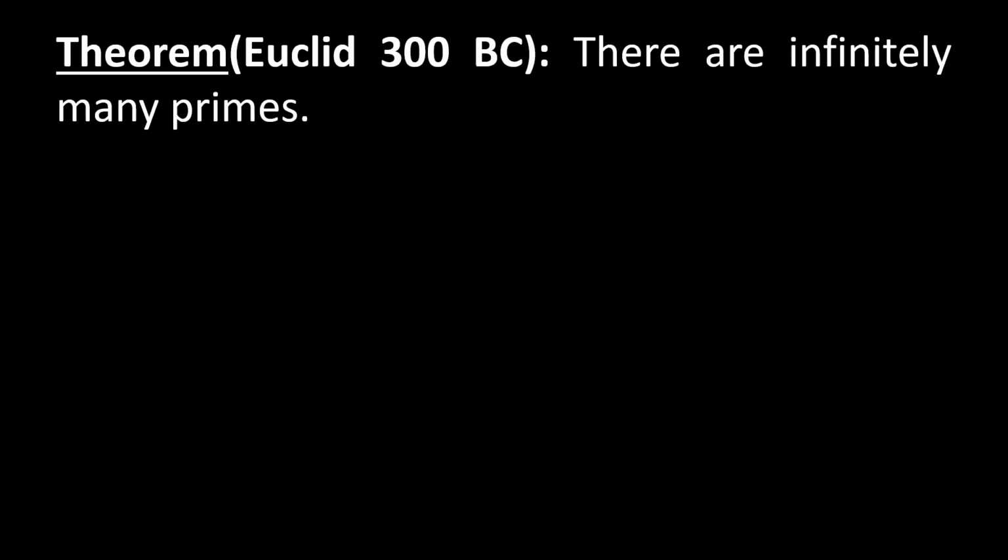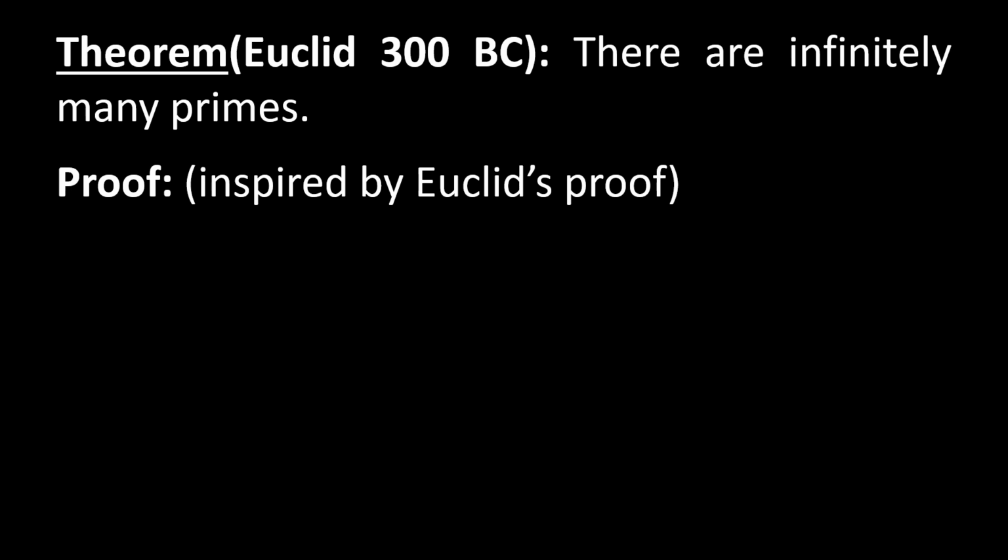Now into the proof of Euclid's theorem using the lemmas we already proved. So let's look at this one. This is the classical proof that we see in many of the number theory books. This is not exactly the original proof of Euclid. It's an inspiration of that proof. So this is inspired by Euclid's proof. So let's look at the proof.